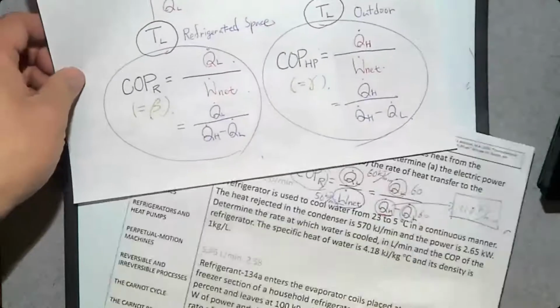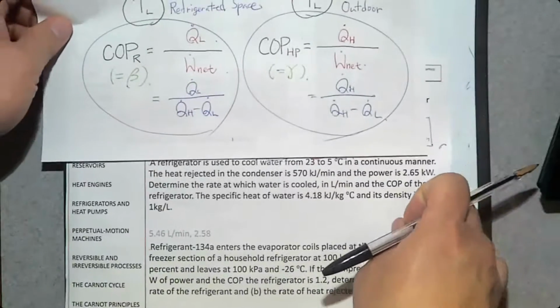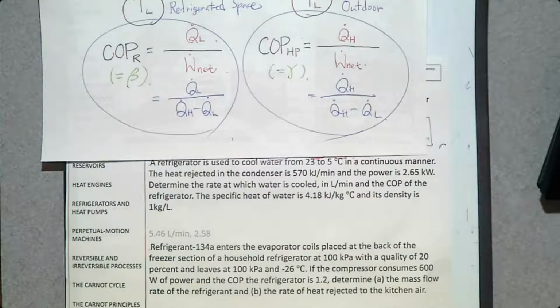So let's go to the second problem. A refrigerator is used to cool water from 23 degrees Celsius down to 5 degrees Celsius in a continuous manner. So that's a steady state system. The heat rejected in the condenser is 570 kilojoule per minute, and the power consumption is 2.65 kilowatt. We want to determine the rate at which water is cooled in liter per minute. Oh, that's ugly. And the COP of the refrigerator.